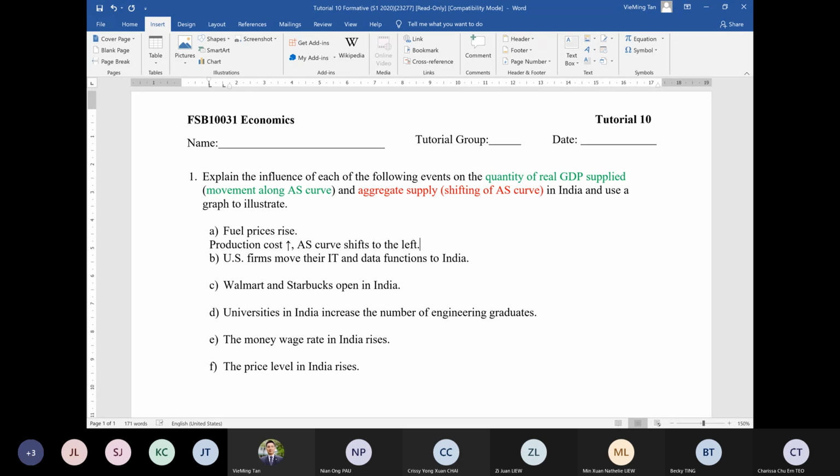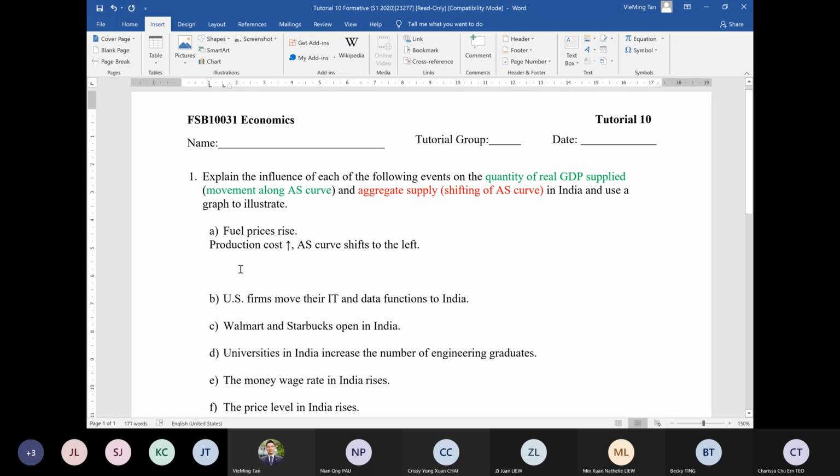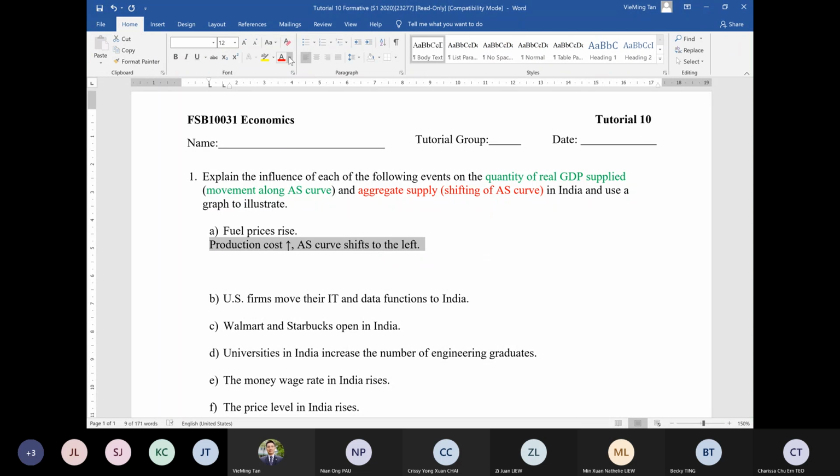And then the question also asks you to use a diagram, a graph, to illustrate the answer as well. I use purple color for the answer, so you can try to draw a diagram. You can just simply draw the AS curve, the old and the new AS curve. Okay, so I'll give you an example. I'll publish the answer for you to have a look.